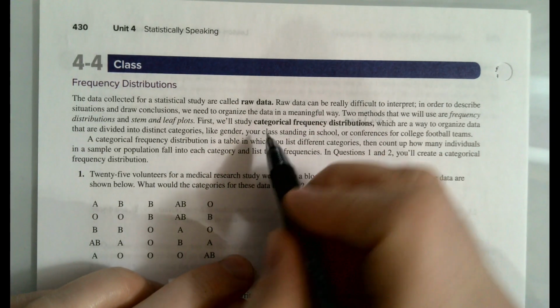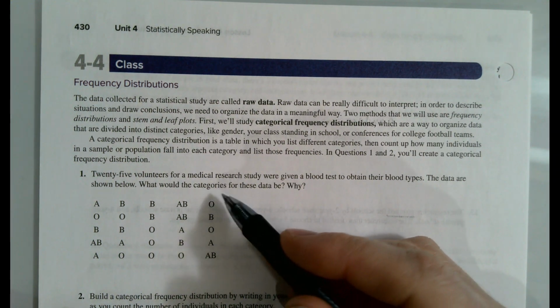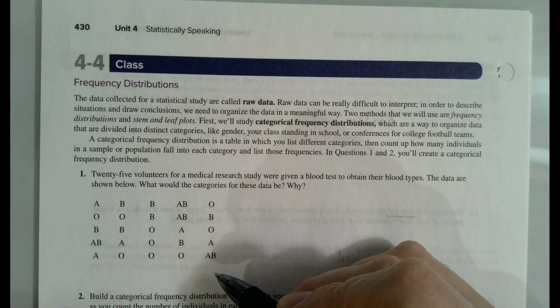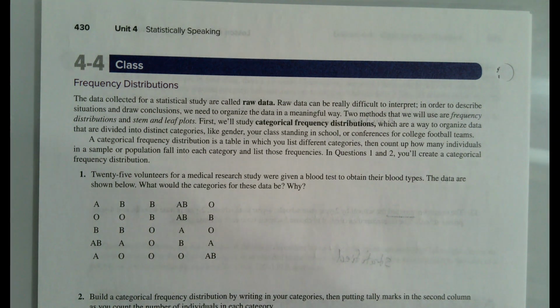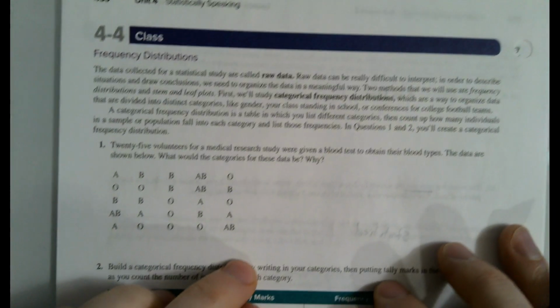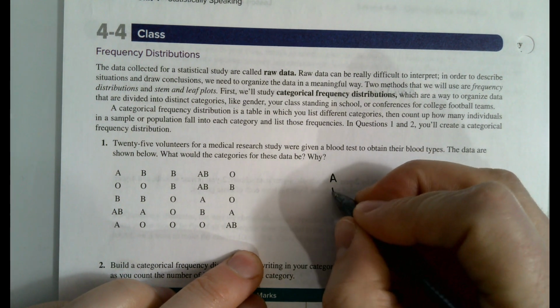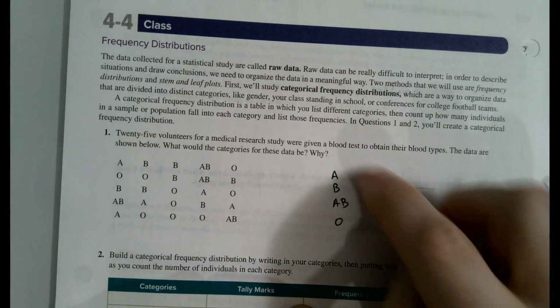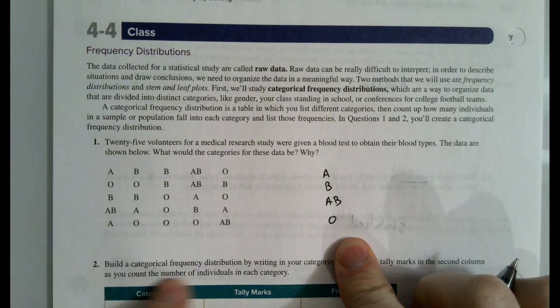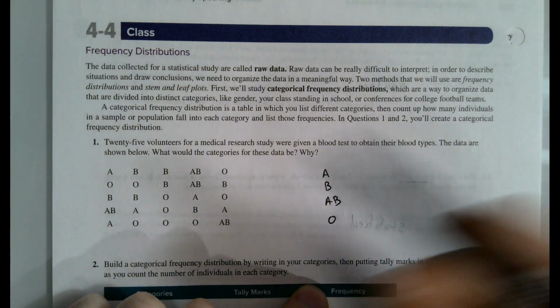We already mentioned earlier in the video, there's categorical data and quantitative data. Here's an example of categorical data. This is the blood type of 25 volunteers in some sort of medical research. And the categories make sense to use what? A, B, AB, and O as our categories, because those are the 4 types of blood types that are listed here. And what we want to know is how many of each blood type did we collect?